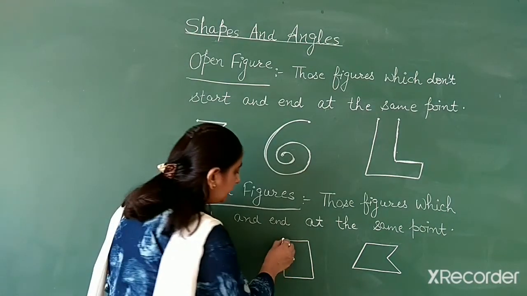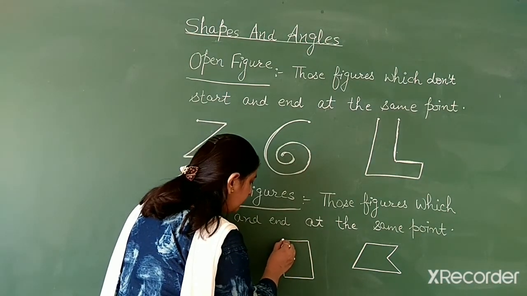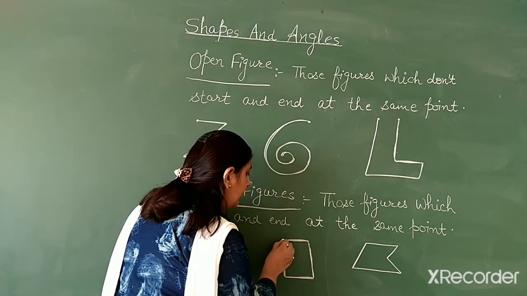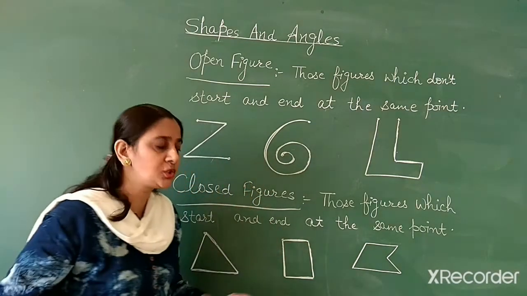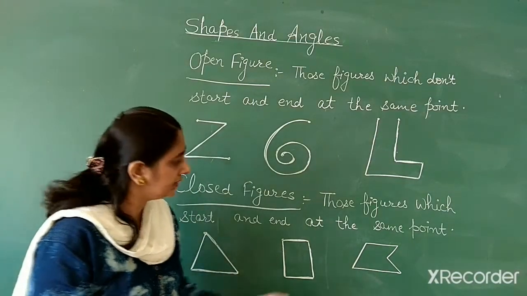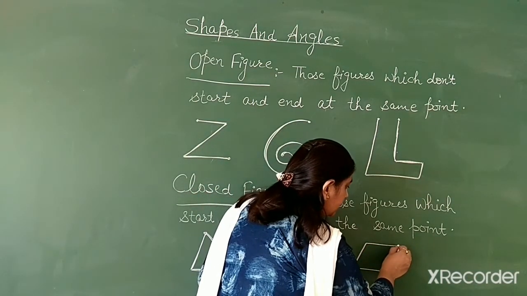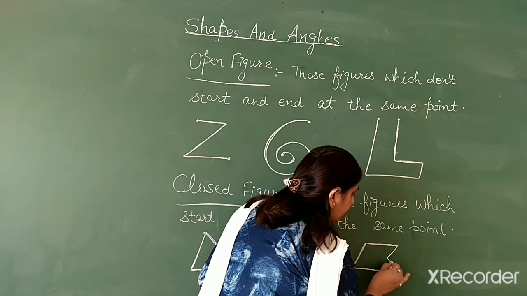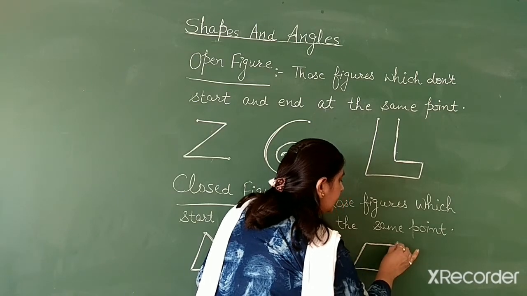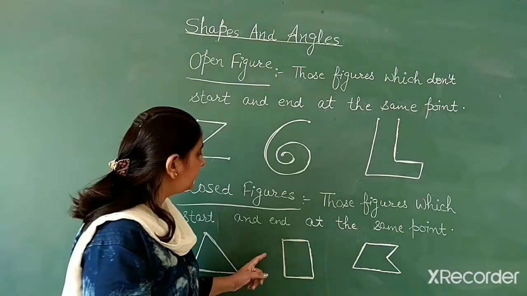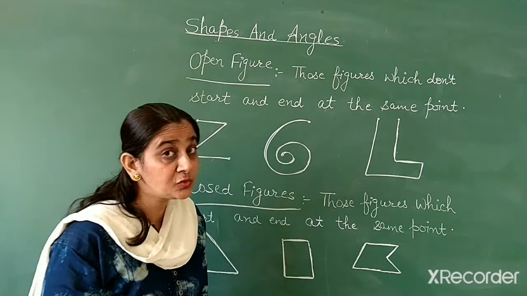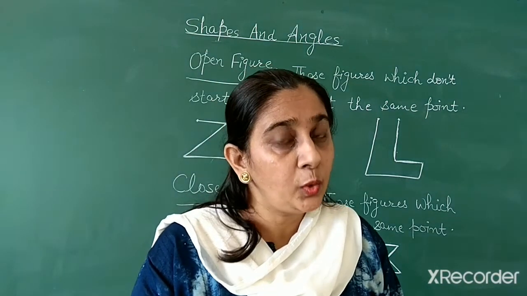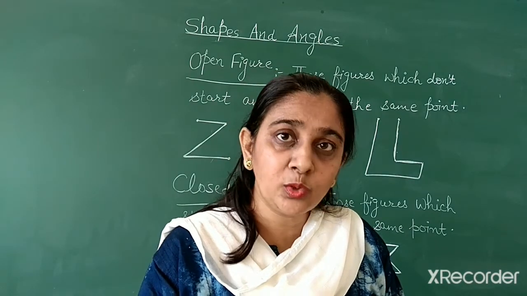In the same way, look at this figure. It starts with this point and ends at the same point. So again, it is a closed figure. Now look at the third figure. In this figure, this is the starting point and it ends at the same point. So again, it is a closed figure. So children, this was about open figures and closed figures. Now I hope you have understood what are open and closed figures.